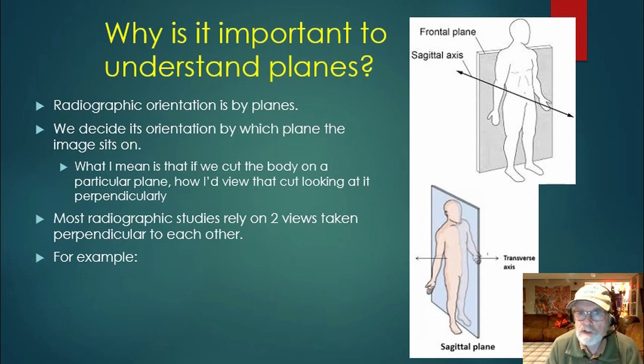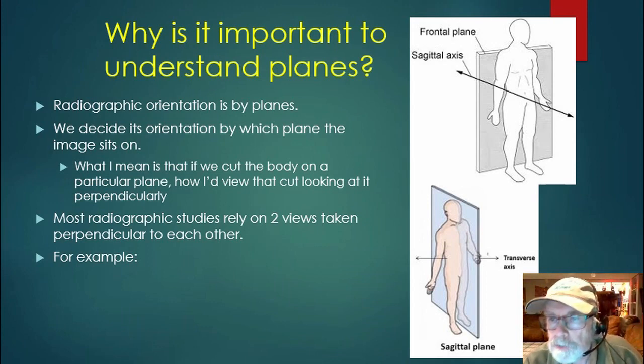What happens is the plane that you take something is decided by the image that you get, or the image that you want is going to be decided by the plane that this image is going to be on. What I mean is that if we cut the body in a particular plane, you'd view the body in that particular plane. Now, that's sort of hard to put into words, but let me use these two diagrams up here to show a little bit about what I'm talking about.